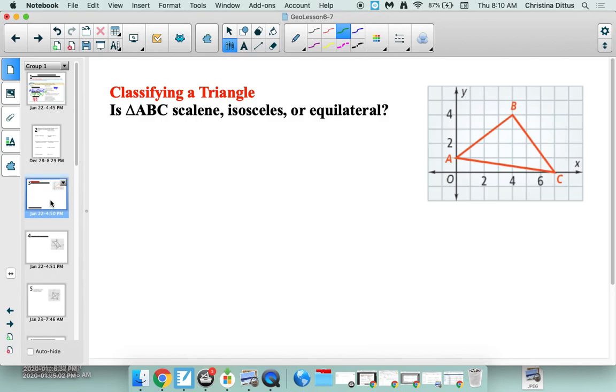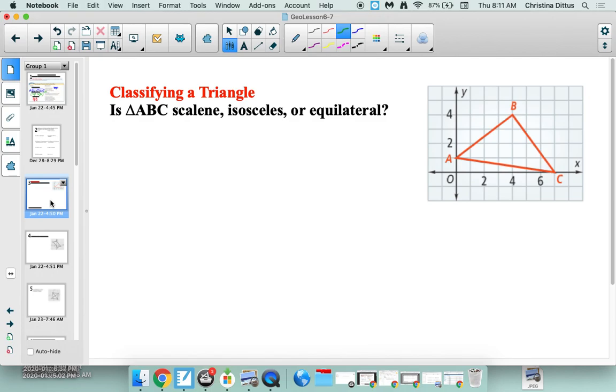Alright. So it says we have to classify the triangle, so we have to figure out is it scalene, isosceles, or equilateral. First off, that's how many sides are congruent, right? So how many sides are congruent in a scalene triangle? None, or like one, I guess. Isosceles is 2, equilateral, all 3.